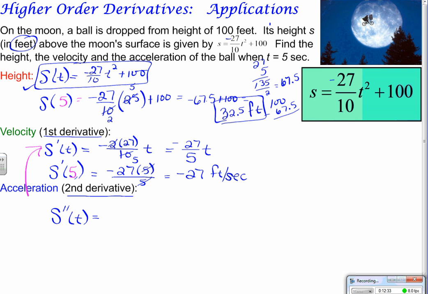And the derivative of that turns out to be 0. So acceleration is the second derivative, and on this one our acceleration is 0 feet per second squared, even when evaluated at 5, because if I put 5 in here, it's still going to be 0.